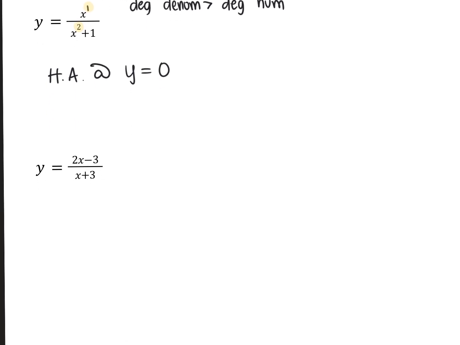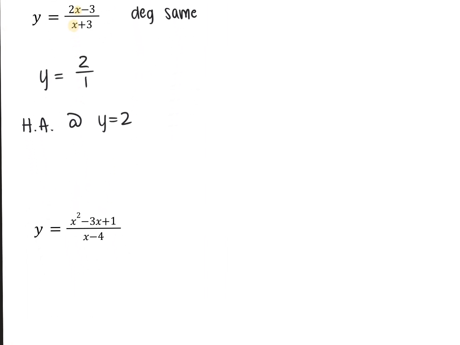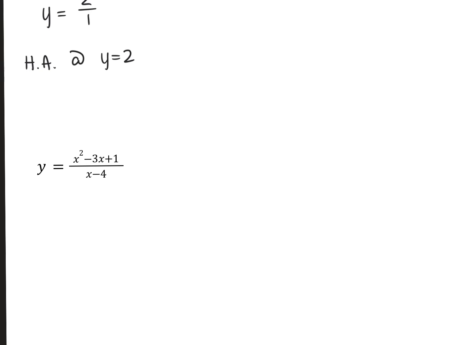Okay, the second example, I have an x in the denominator and an x in the numerator. So in this case, the degrees are the same. So I'm going to divide my leading coefficients. So I'm going to have y equals 2 over 1. So this is also a horizontal asymptote at y equals 2. So those are the two easy ones. Let's take a look at a slant asymptote example.